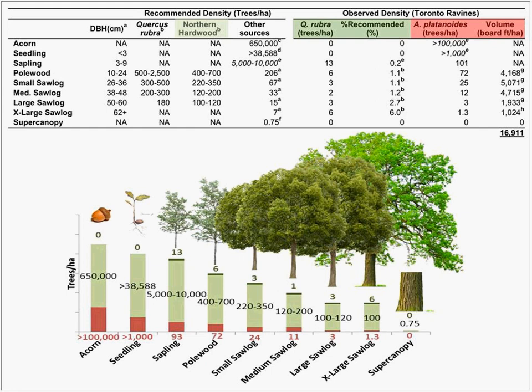Saplings, we need about 5,000 to 10,000. So right here in our work, in these plots, we found only 13 saplings, right? So that's anything from 3 to 9 centimeters. We're supposed to have, and this is a guesstimate, 5,000, and we only have 13, so about 0.2%. The recommended volume of total stems, okay, not just oak.